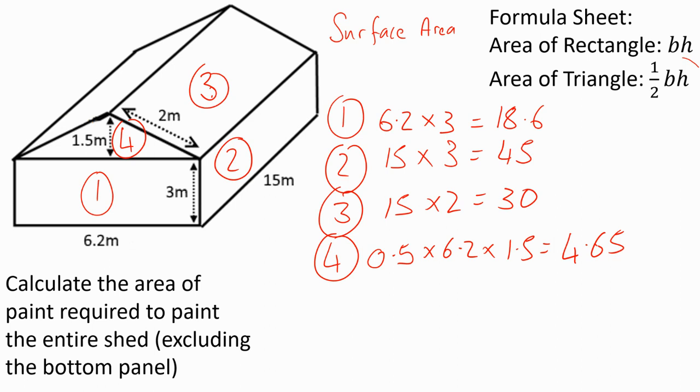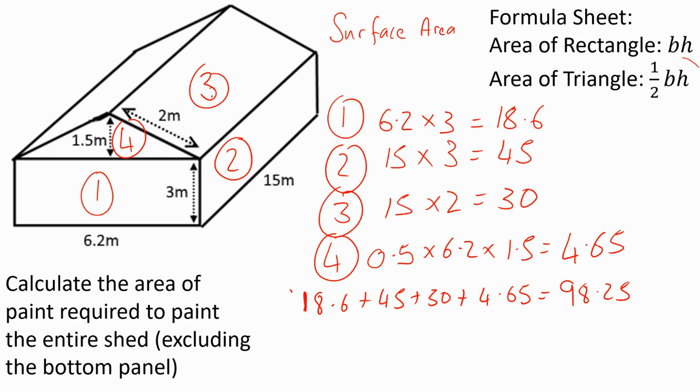Now, I want to know the total surface area, so that's all of these panels combined. So I'm going to add them up. 18.6 plus 45 plus 30 plus 4.65. And again, I'm going to use my calculator here. So 18.6 plus 45 plus 30 plus 4.65 gives me 98.25. Now, this answer here isn't the final answer. It's only half of what I need to show for my surface area.